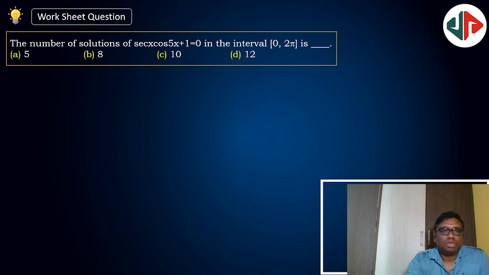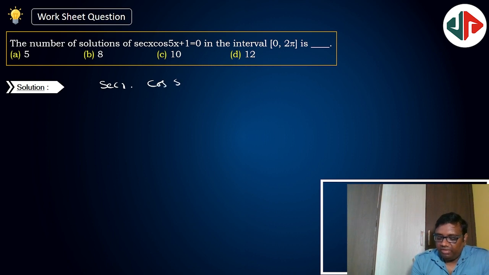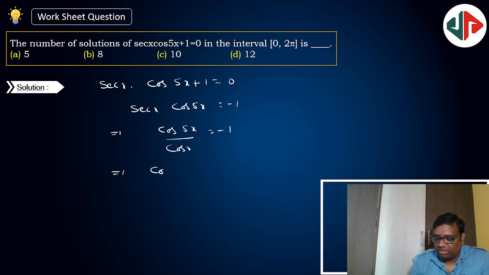The number of solutions of the equation secant x into cos 5x plus 1 is equal to 0 in the closed interval 0 to 2 pi. So what is the equation they have given? Secant x into cos of 5x plus 1 is equal to 0. So secant x into cos of 5x is equal to minus 1. Can we rewrite this value as cos of 5x by cos x is equal to minus 1. If I do cross multiplication, cos of 5x is equal to minus cos x, if cos x never equals 0.